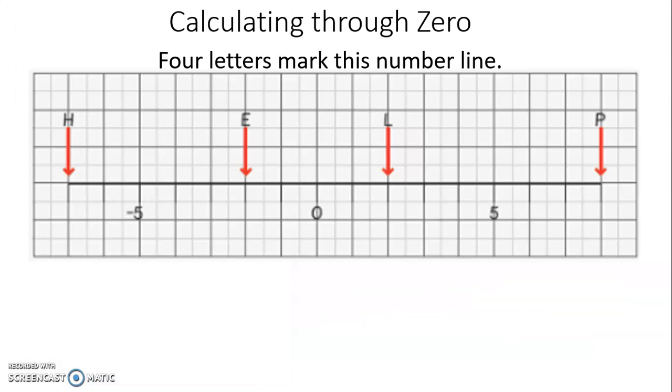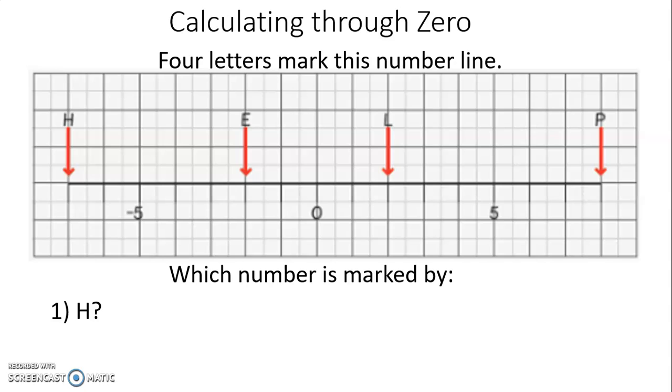Four letters are marked on this number line: H, E, L and P. Which number is marked by each of them? Pause the video now if you'd like to solve this yourself.